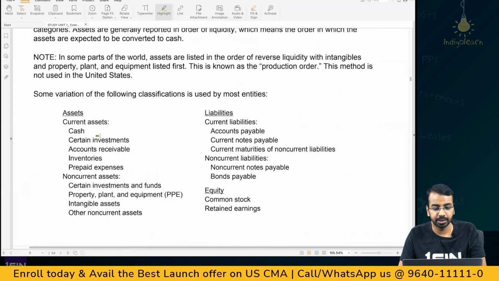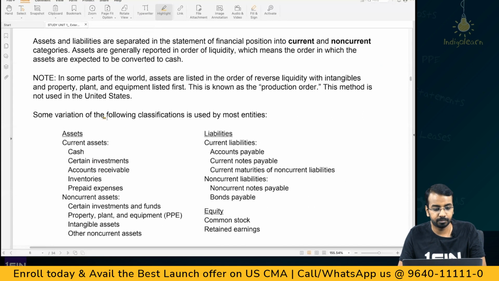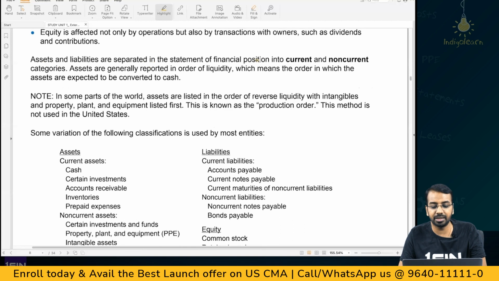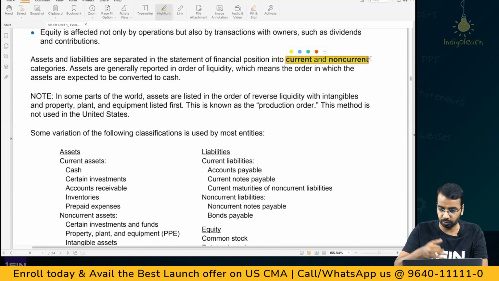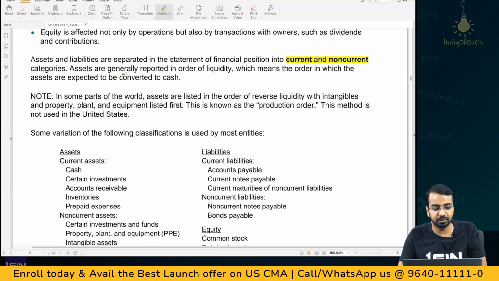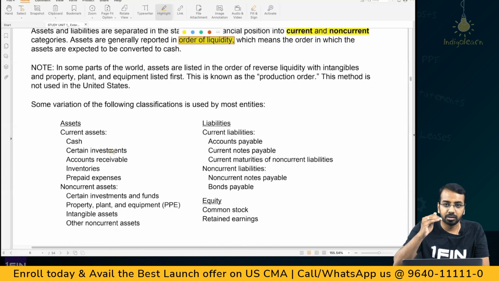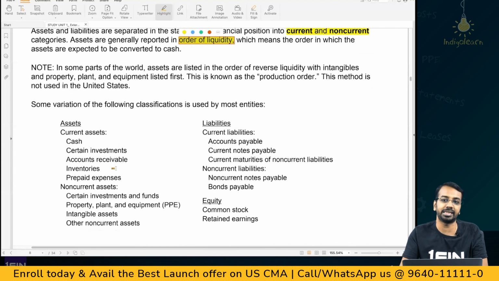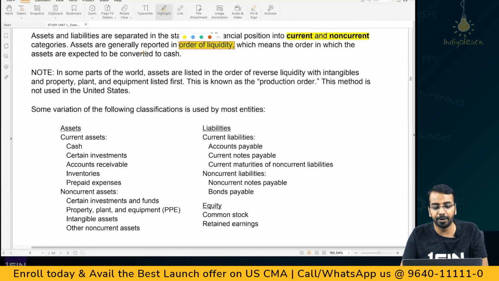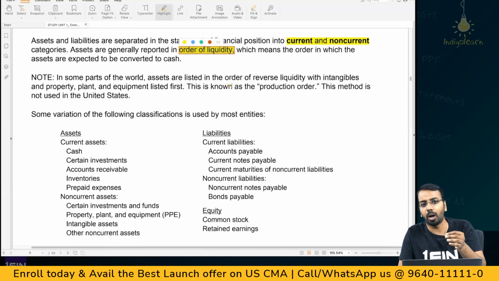Now, assets and liabilities are classified as current and non-current. We'll come to it subsequently, and they are reported in order of liquidity. Liquidity means what? This is again specific to US GAAP, okay, it is not with respect to India. In India, or if you look at AS also, first you will report long-term assets or non-current assets, then current assets. But when you look at US GAAP, you will report in order of liquidity, meaning the one which can be converted quickly into cash will be presented first.